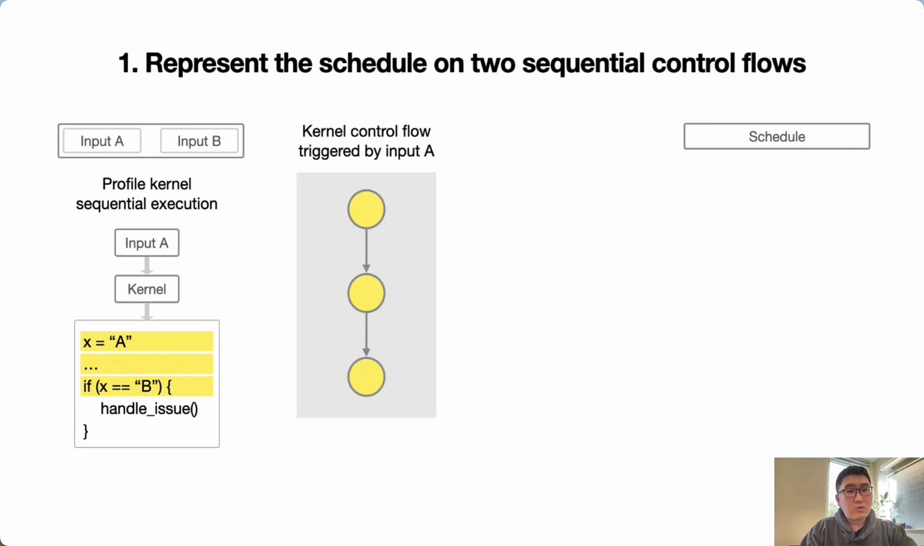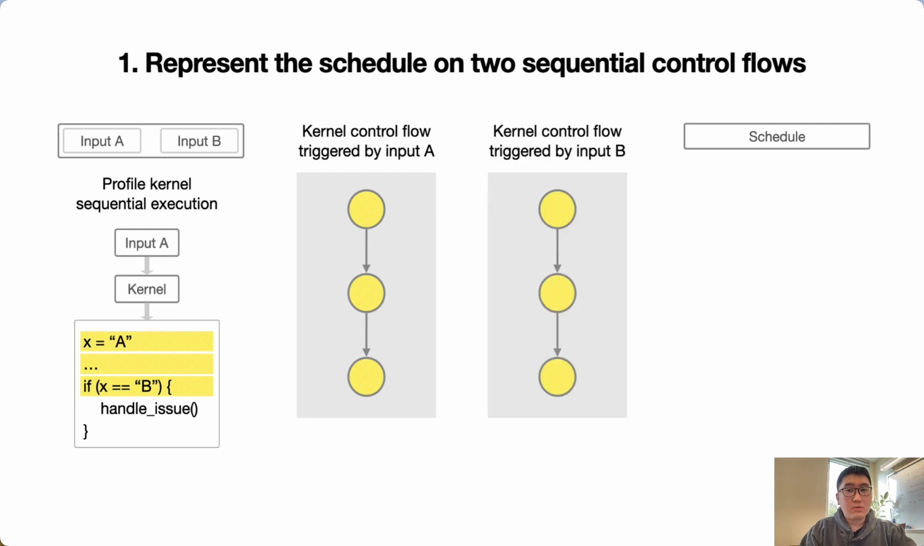Based on this execution trace, we can extract a kernel control flow triggered by the input A, which is shown in the middle of the screen. This control flow collection will happen for each input, which means we will also collect the kernel control flow triggered by input B. Next, we'll focus on representing the schedule.